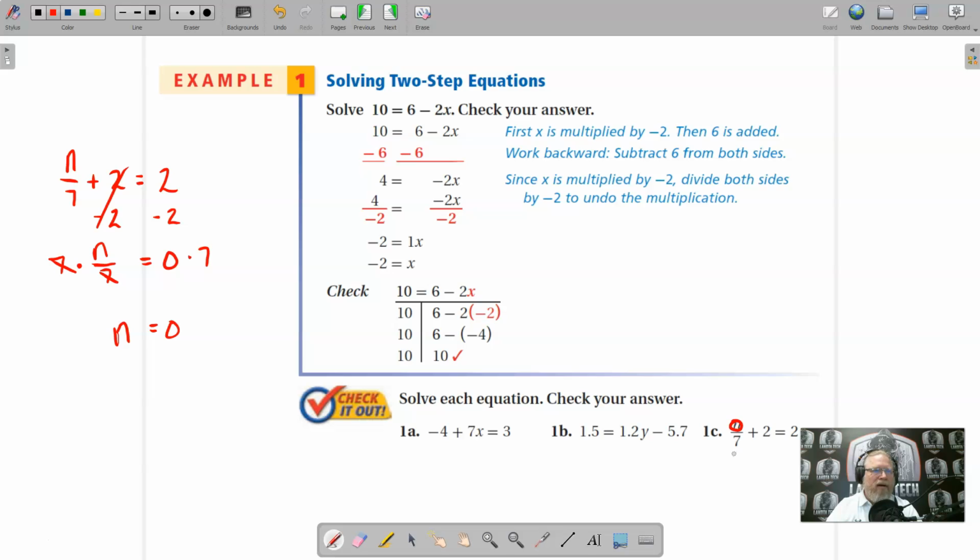Well, let's go ahead and put that in. If I put a 0 in here, 0 divided by 7 is 0. Bring down the plus 2 equals 2. 0 plus 2 is 2. And 2 equals 2. So indeed it is.